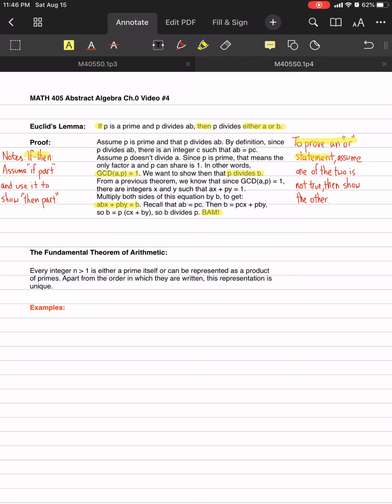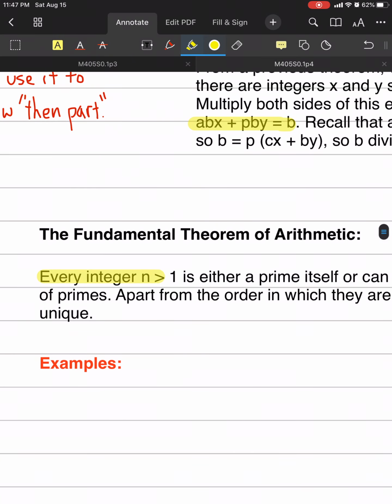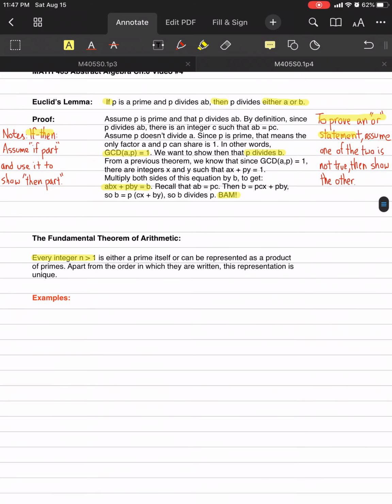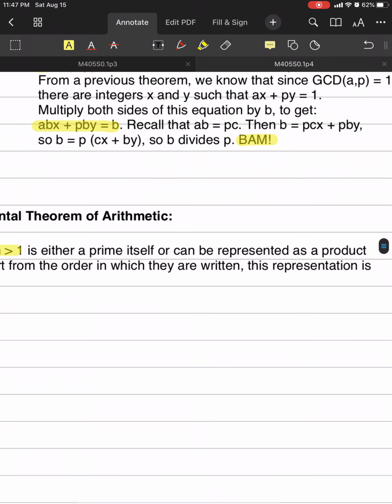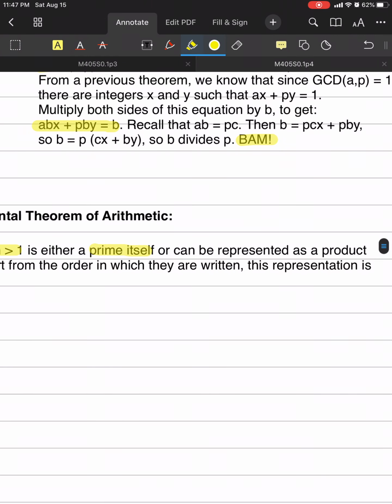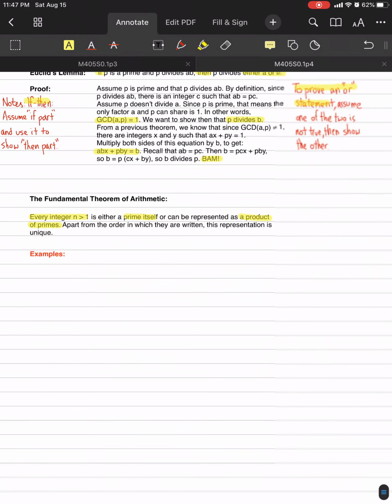The fundamental theorem of arithmetic is a result about factoring integers. And you'll notice here that when we start this, we say every integer n greater than 1 is either a prime itself, or it can be represented as a product of primes. So every integer is prime itself or a product of primes.